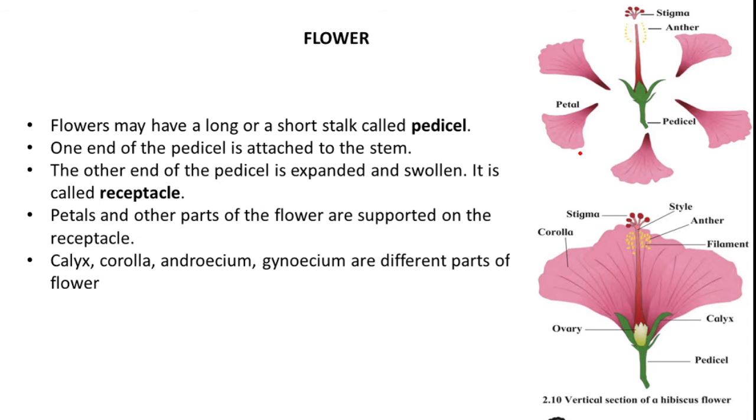Flower. Flowers have a long or a short stalk called pedicel. One end of the pedicel is attached to the stem. The other end of the pedicel is expanded and swollen. It is called the receptacle. Petals and other parts of the flower are supported on the receptacle. So you can see petals.